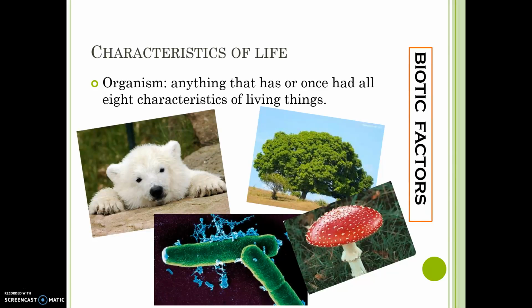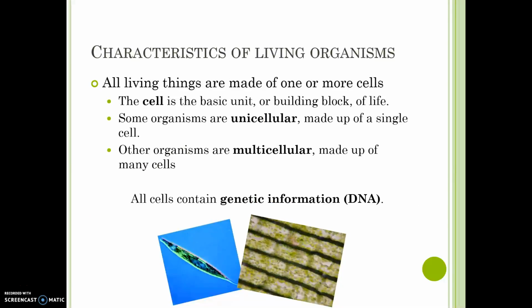Before we go into the characteristics of life, first you need to know what an organism is. An organism is anything that has or once had all 8 characteristics of living things. And these are some examples of organisms. Of course, we know that animals and plants are alive, but we also need to realize that bacteria are living things, mushrooms are living things.